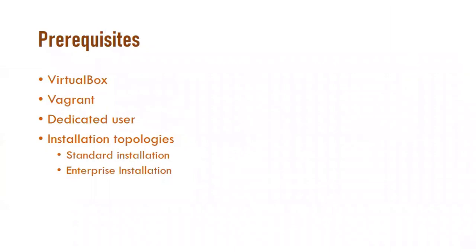So these are the prerequisites. Oracle VirtualBox we need to download from the internet. It is freely available. Then Vagrant, and then a dedicated user we need to create once this VirtualBox brings up the Oracle Linux box. Installation topologies.